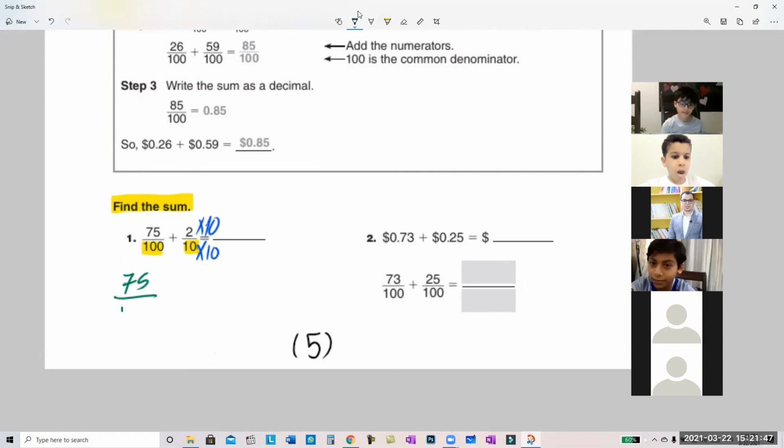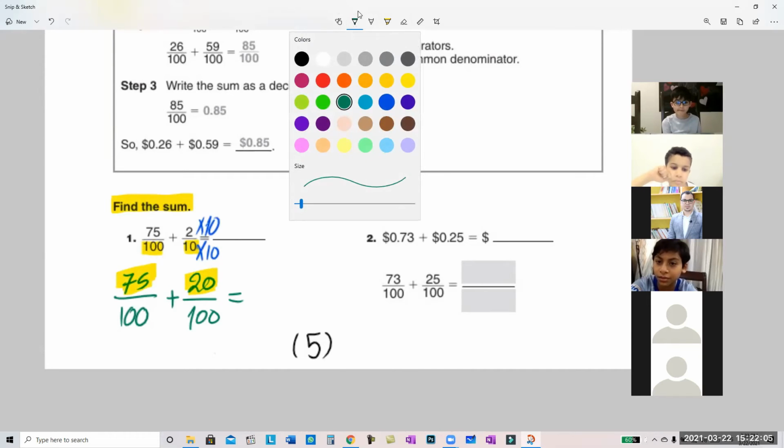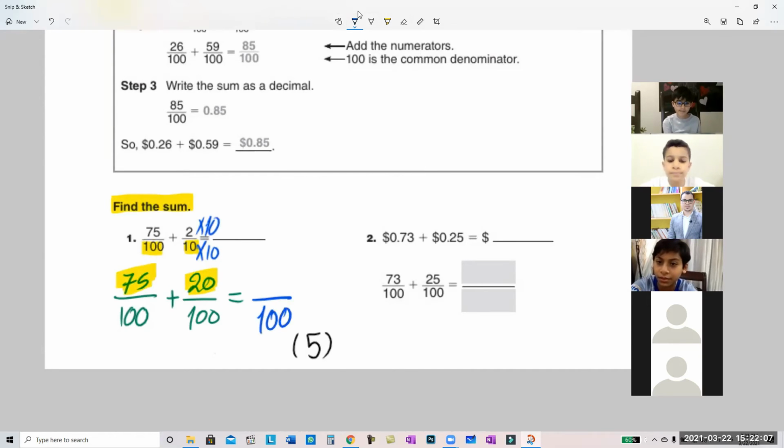The first fraction stays the same, plus 2 multiplied by 10 equals what, man? 20. And 10 multiplied by 10 equals 100. Now we can add, right? So we have 75 plus 20, and of course we keep the same denominator down. 75 plus 20 equals what? 95. Great. So that's our answer. 95 over 100 is the sum. Okay, thank you so much, Ryan. You're a genius.